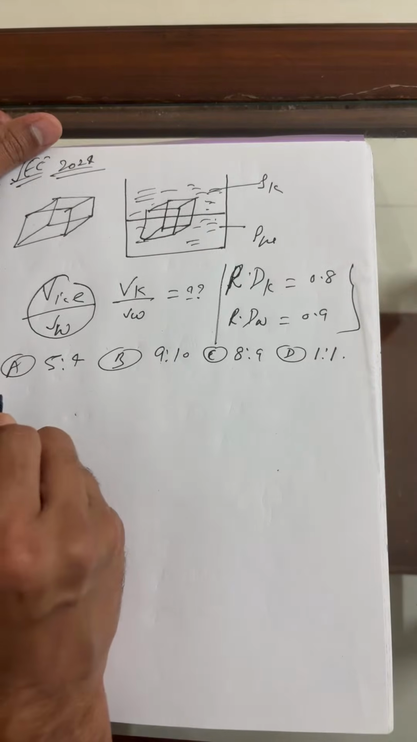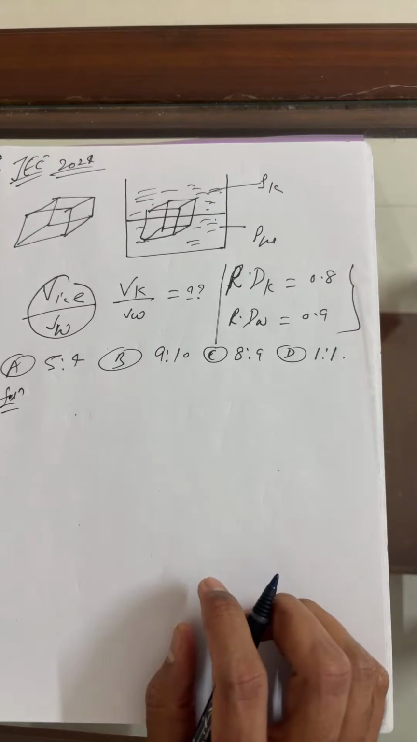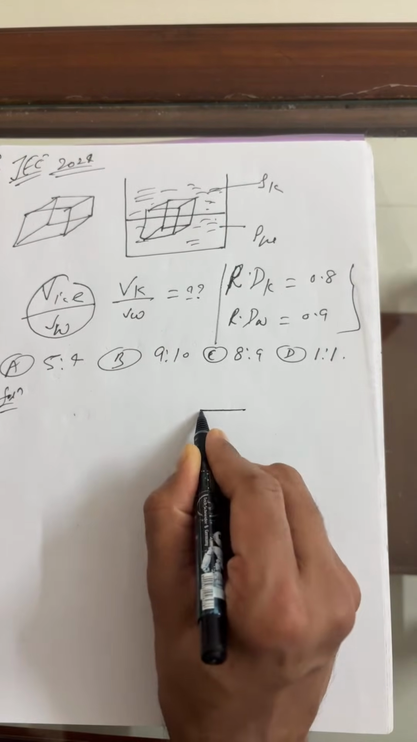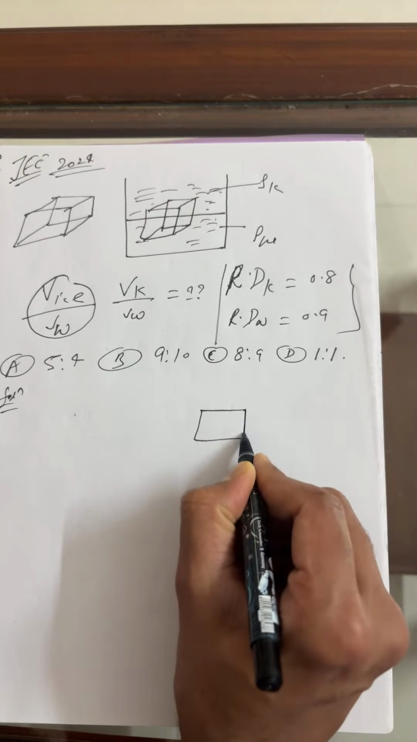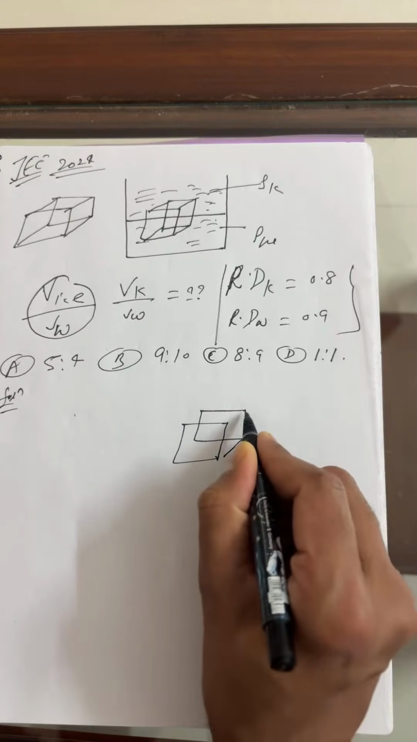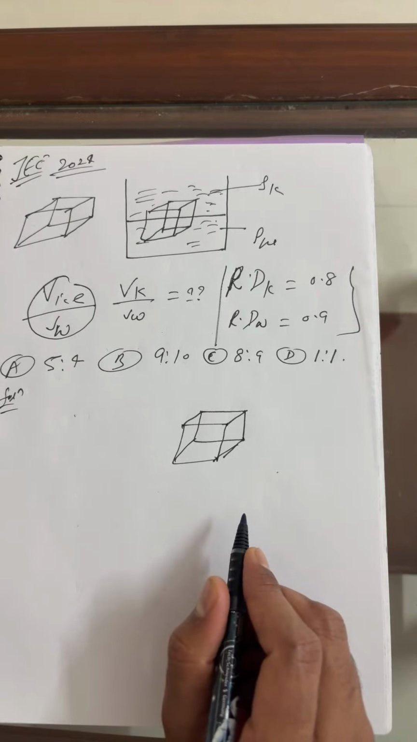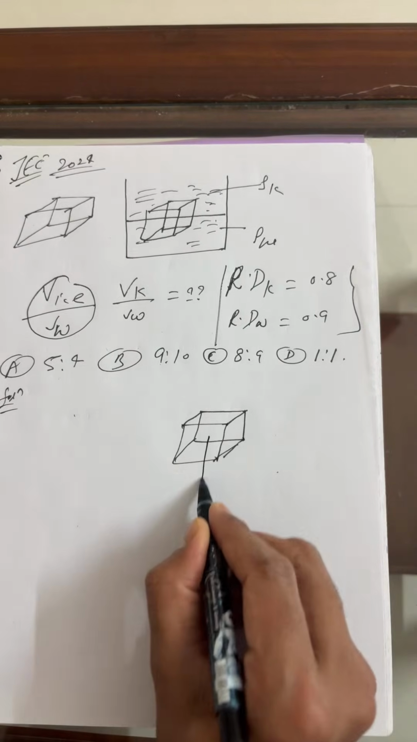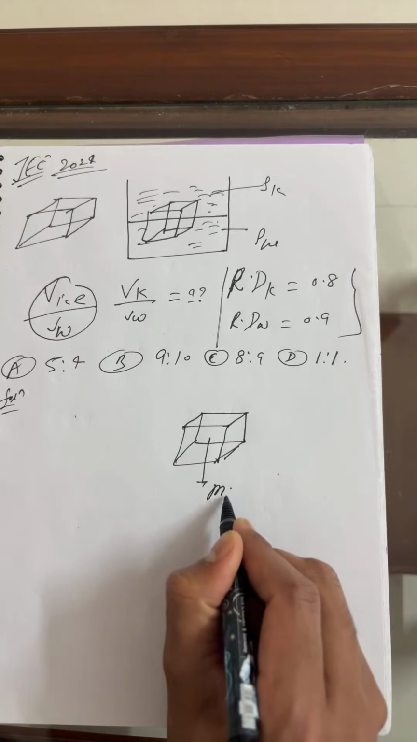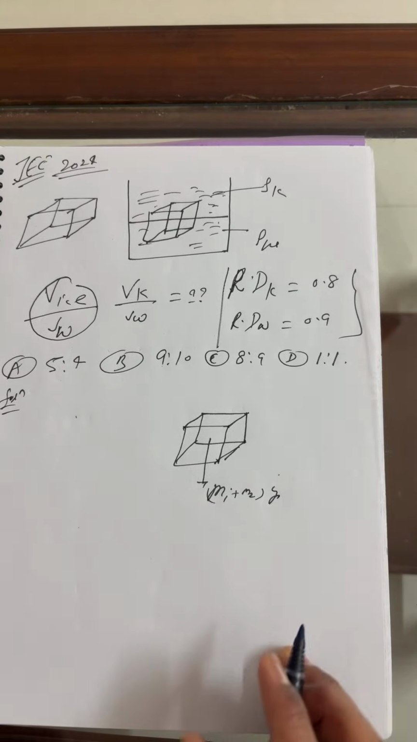For this question's solution, the first thing we have to plan is the FBD. So you can see this is the cube. Then for this condition, this is mg, which is (m1 plus m2) into g. You can take it like that.